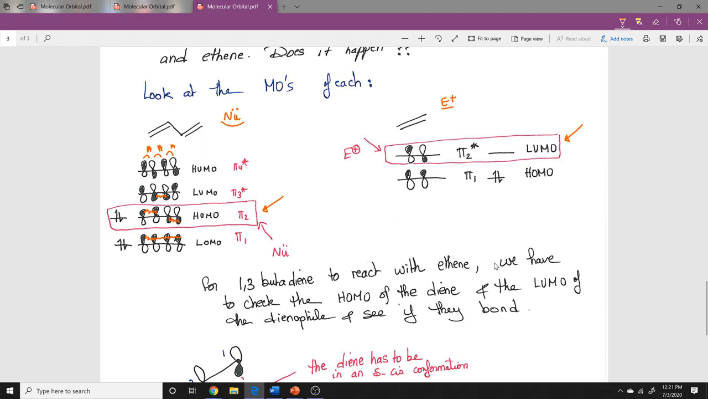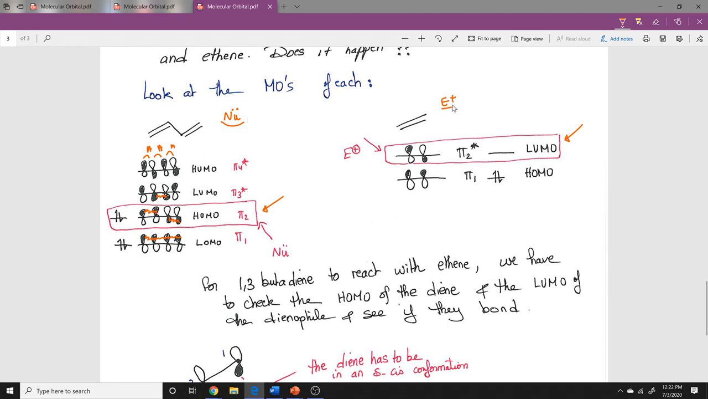I don't care about any of them. All I care about is the highest occupied orbital that is filled in the nucleophile state, so the highest occupied molecular orbital that is filled after I fill my electrons. I know here I have 4 pi electrons, so fill your 4 pi electrons, 2 in pi 1 and 2 in pi 2. So now pi 2 is my highest molecular orbital that is occupied. So this is going to be the HOMO for the nucleophile. I would need to consider that.